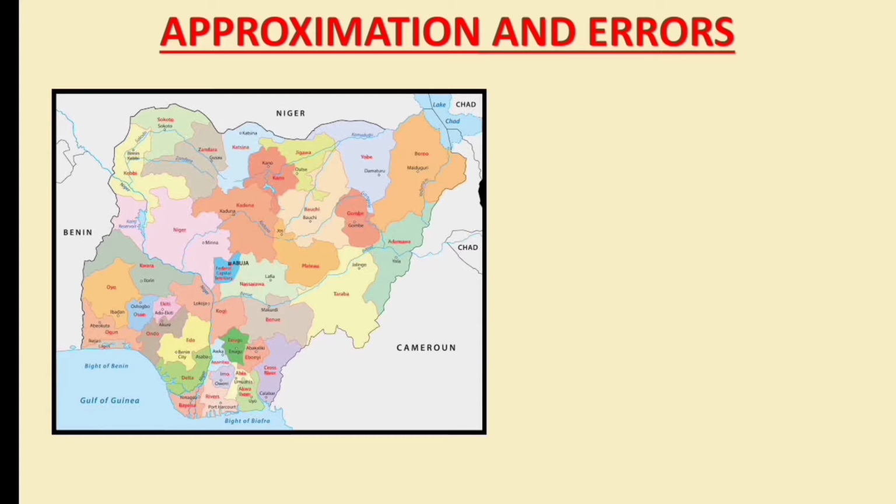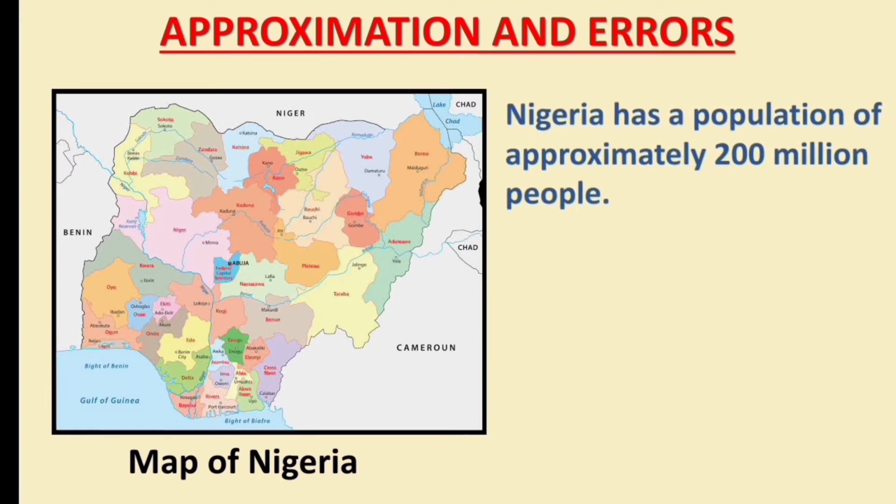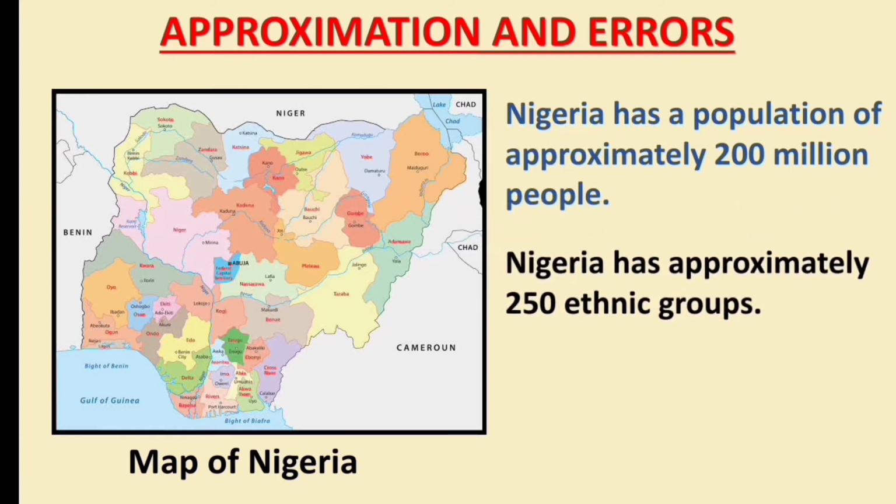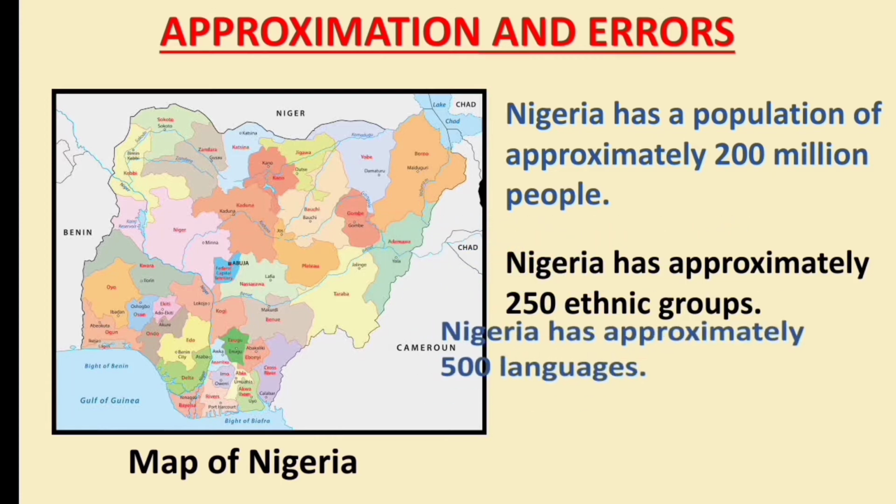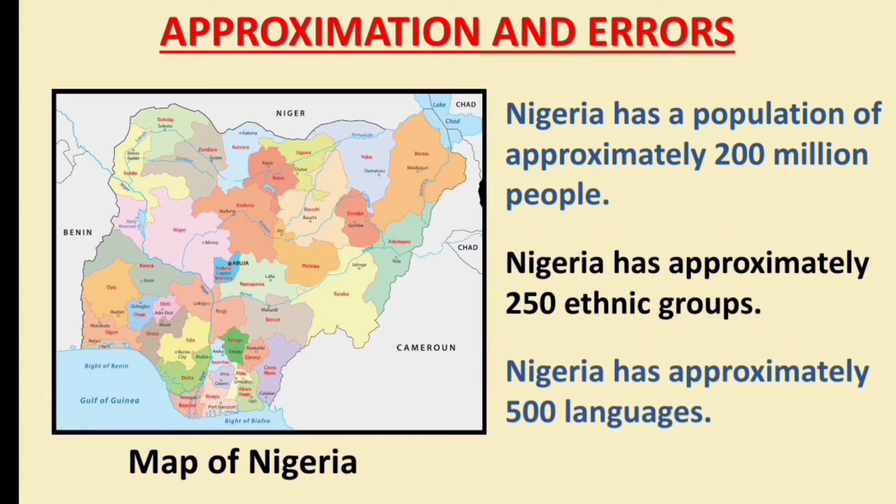Today, I shall be teaching you approximation and errors. This is the map of Nigeria. Nigeria has a population of approximately 200 million people. Nigeria has approximately 250 ethnic groups. Nigeria has approximately 500 languages. All these values are approximated figures. Let's learn more about approximation.